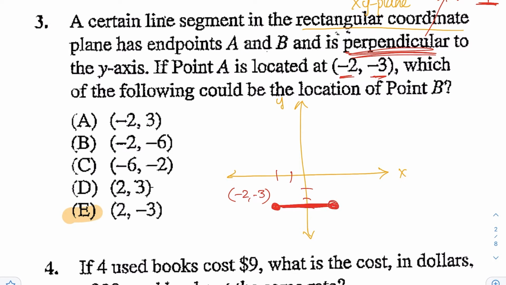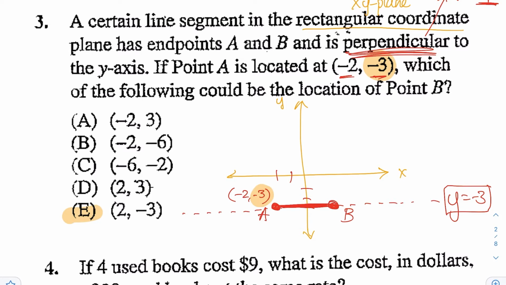So it looks something like this. Now, you don't know where the other endpoint is. But you do know that it needs to have the same exact y value as the y value of point A, because if this line segment is perpendicular to the y-axis, then it has to lie on the line y equals -3. And that's a horizontal line that is perpendicular to the y-axis.